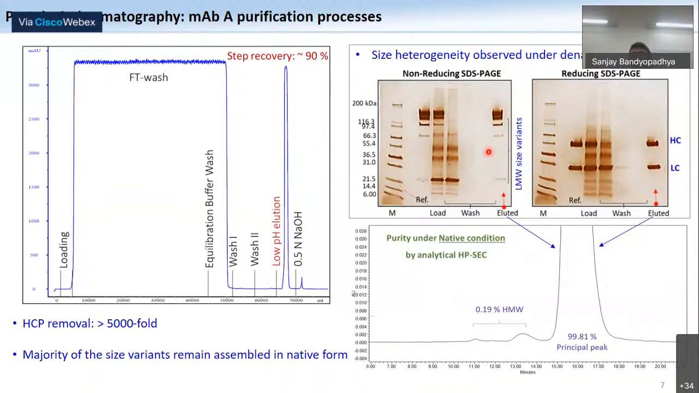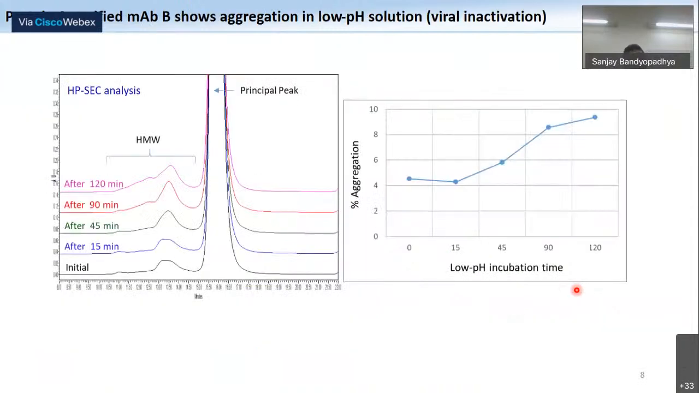So this is a typical immunoglobulin. You cannot get a single band pure protein because Mother Nature has made these proteins heterogeneous. So there are size variants. What is very interesting, when you take this sample and analyze under native condition by analytical size exclusion chromatography, you find a major peak with 99.8% purity. What does it indicate? That all these size variants remain assembled in the native form. So there is no concern. It is very pure.